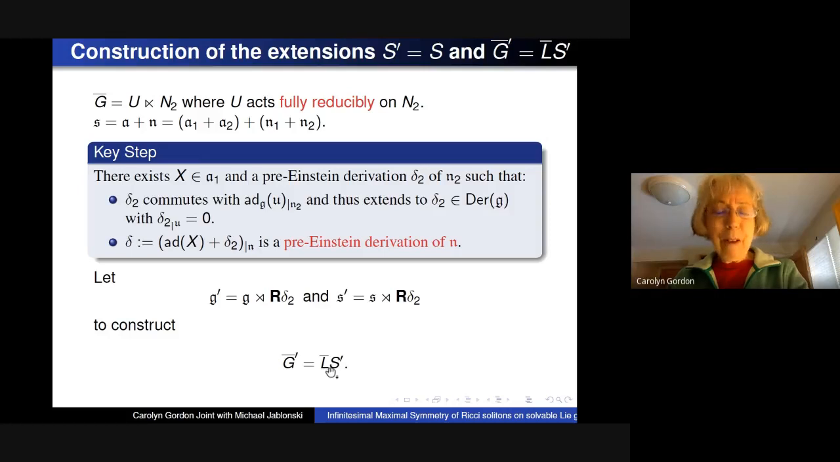which is exactly what we want, because now we know that G bar prime, as we said, will preserve an Einstein metric on S prime, and therefore restricting to S, the original group will preserve the soliton. And that completes the proof in the solved soliton case.